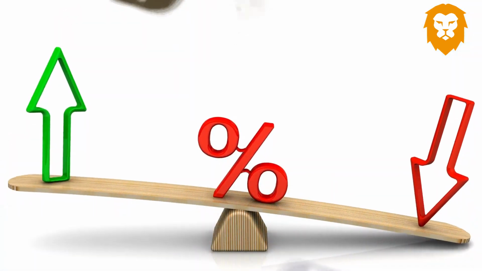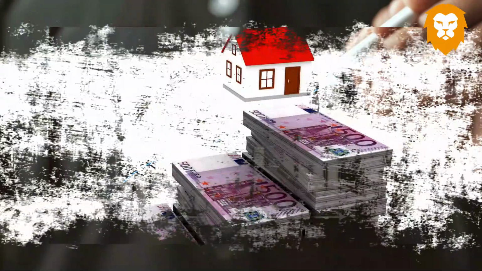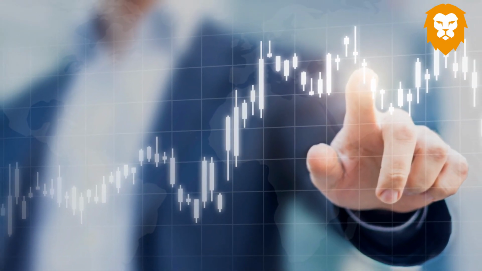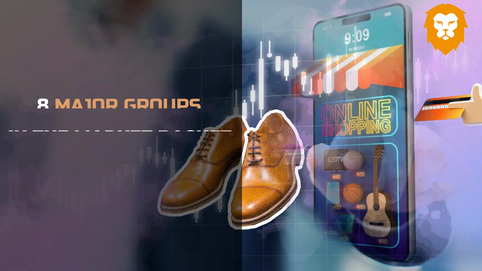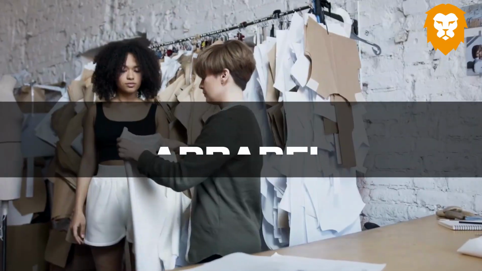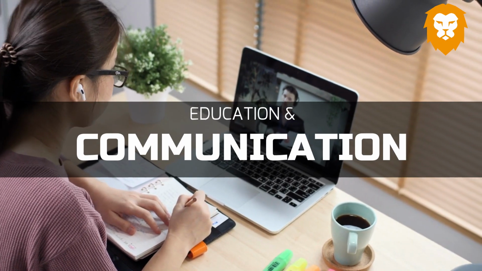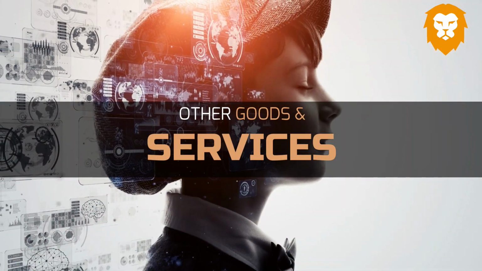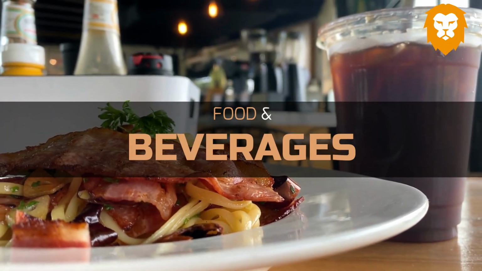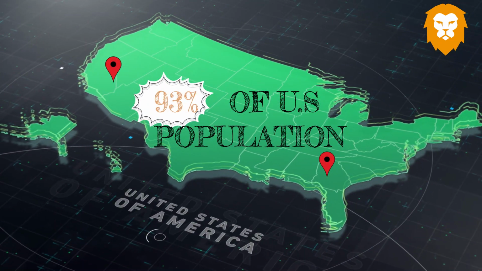It is usually weighted, which means if there is an increase in the price of a major item, like housing and property, that will weigh more than the increase in the price of a minor item like a shoe. We have 8 major groups in the market basket, including housing, apparel, transportation, education and communication, other goods and services, recreation, medical care, and food and beverages. They are calculated in almost 93% of the US population.